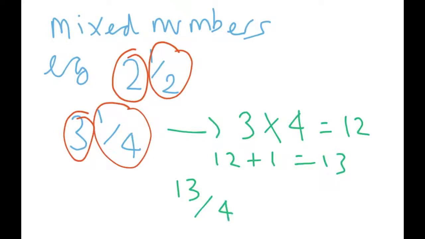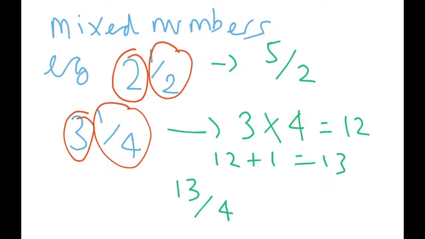So 13 over 4. So if we look at 2.5, then we would do 2 times the bottom of the fraction, or the denominator, which is 2. So 2 times 2 is 4, plus the numerator of the fraction, or the top of the fraction. So 4 plus 1 is 5. So we'll have 5 over the original denominator of that fraction, which is just a 2. So 5 over 2 and 2.5 are the same thing. 13 over 4 and 3.25 are also the same thing.